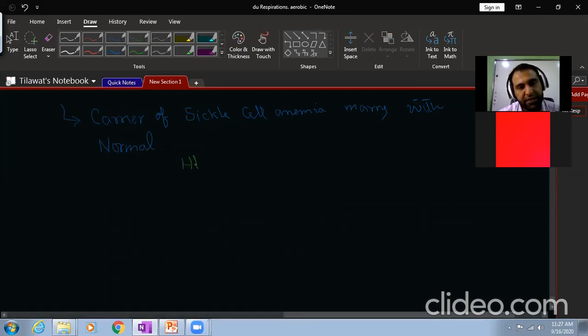So I will take HbA, definitely this is the carrier. In the case of a carrier, the genotype should be HbA and HbS, right? Heterozygous condition. Marrying a normal person, so HbA and HbA. Now I will make a table.